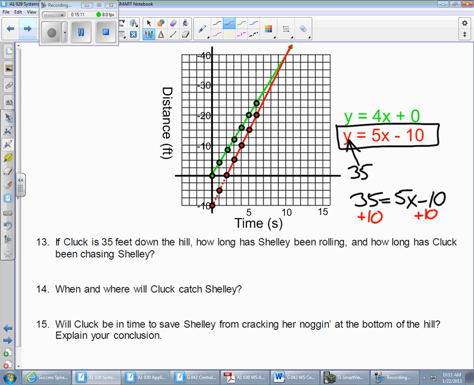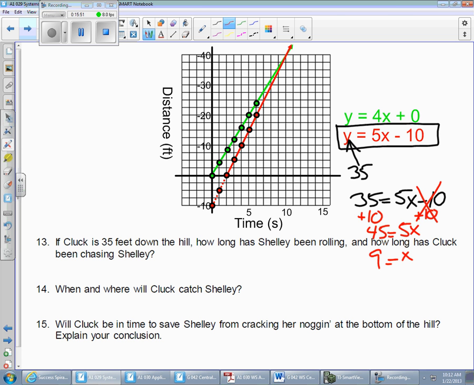And as Clarissa said, we're going to add 10 to both sides in order to get that done. Minus 10 plus 10 cancels right there, and that leaves us with 45 equals 5x. The final step is to get just one x. We don't want 5 of them, we just want one. So we're going to move the 5 by dividing by 5. Divide both sides by 5. And that's going to tell us that in order to be 35 feet down the hill, Cluck has been running for 9 seconds. Now, the question is, how long has Shelley been rolling?